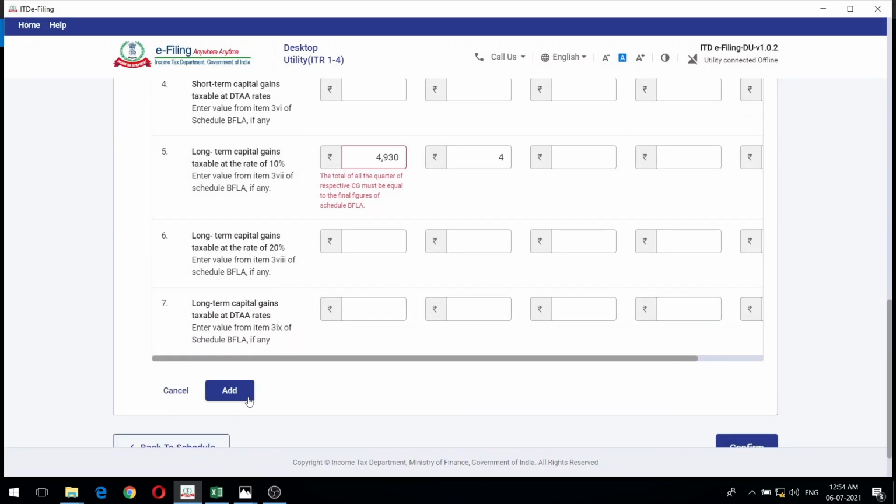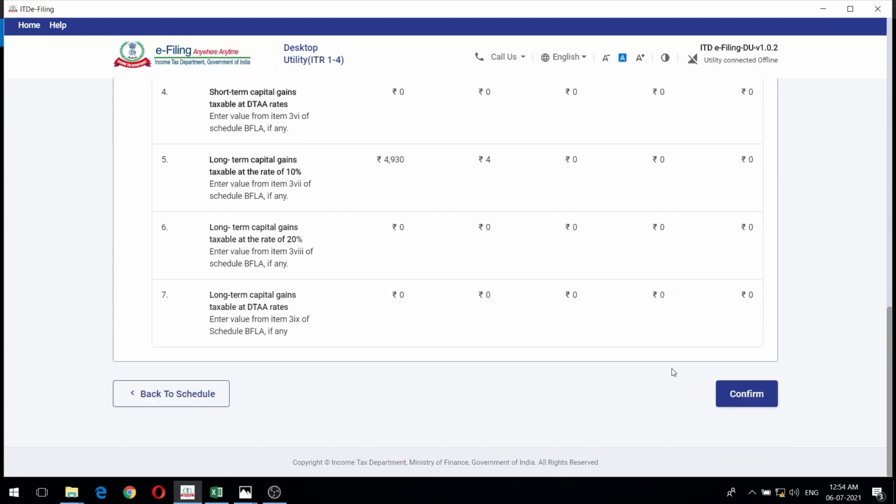You have to click on add, and then click on confirm.